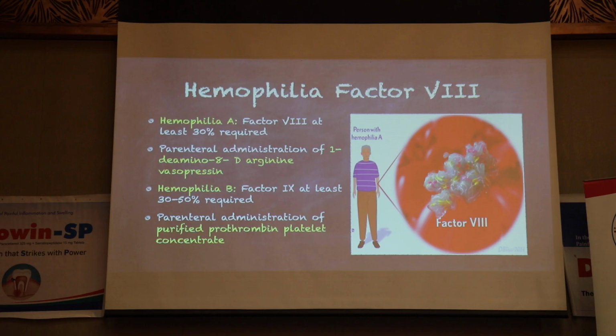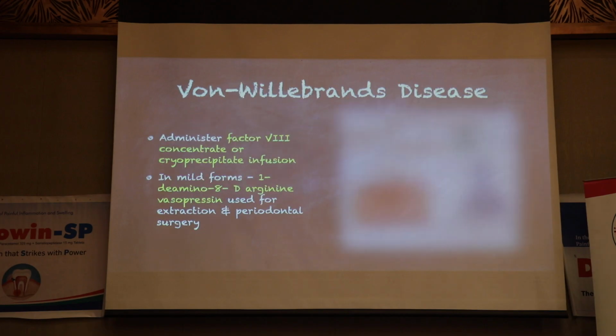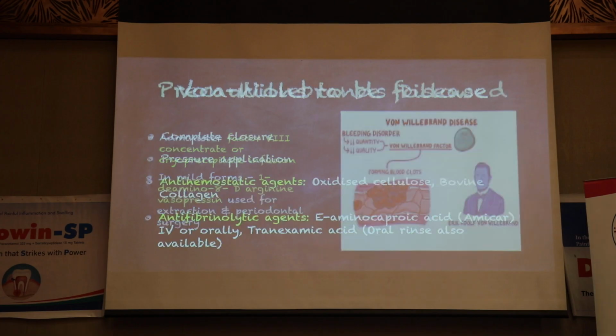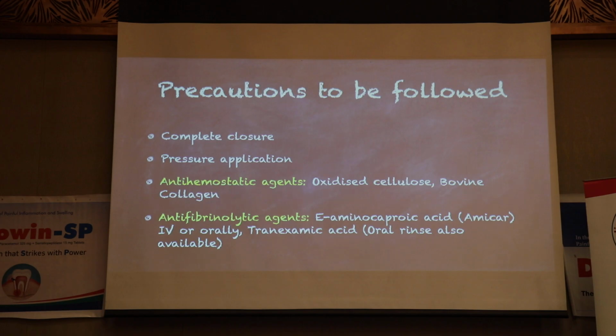So you need to give a parenteral administration of this. Again, for a hemophilia B patient, a purified prothrombin platelet concentrate has to be administered before any dental procedure. For von Willebrand factor, in the mild forms, we can again administer 1-deamino-8-D-arginine vasopressin when we are doing an extraction or a periodontal surgery, or you can even give a cryoprecipitate infusion for von Willebrand patients.